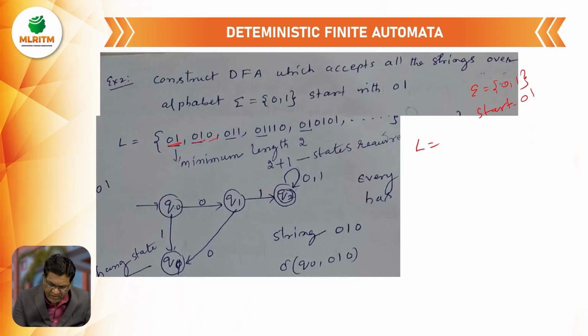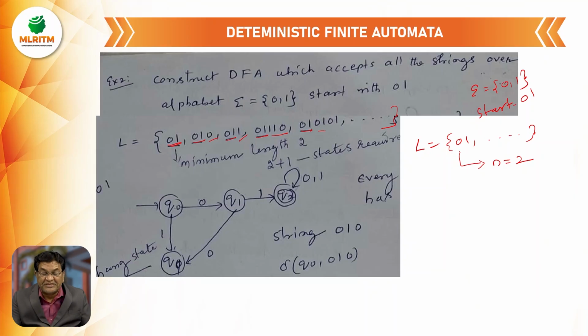0, 1, 0 is possible. 0, 1, 1 is possible. 0, 1, 1, 1, 0 is accepted. 0, 1, then after that you can write any combination of zeros and ones. In the language, every string starts with 0, 1. What is the minimum length of the string? 2. n equal to 2. The minimum length of the string is 2.